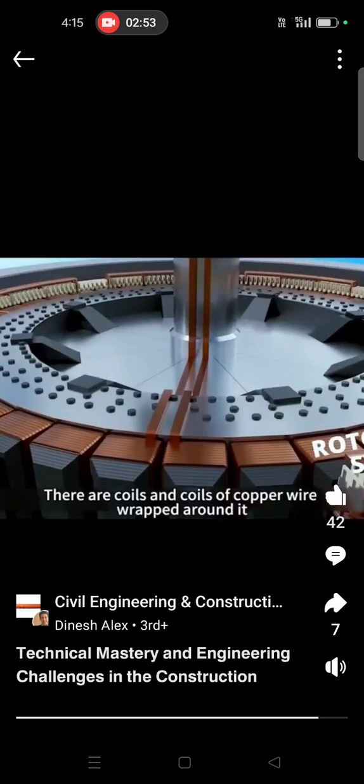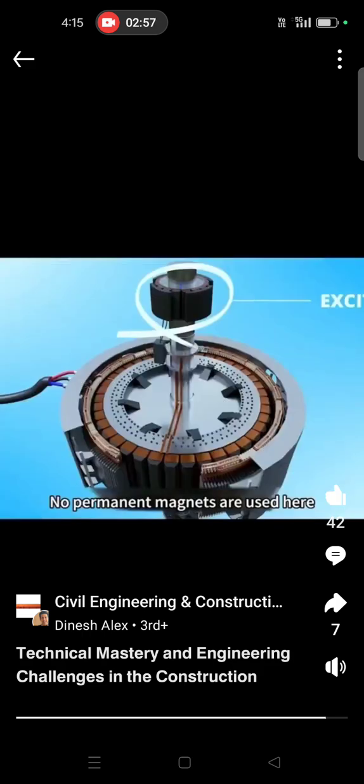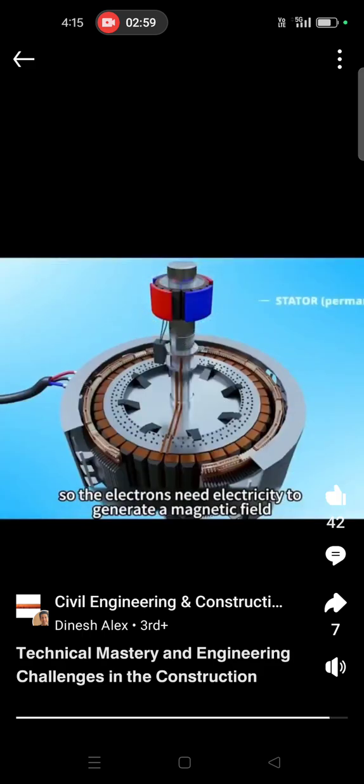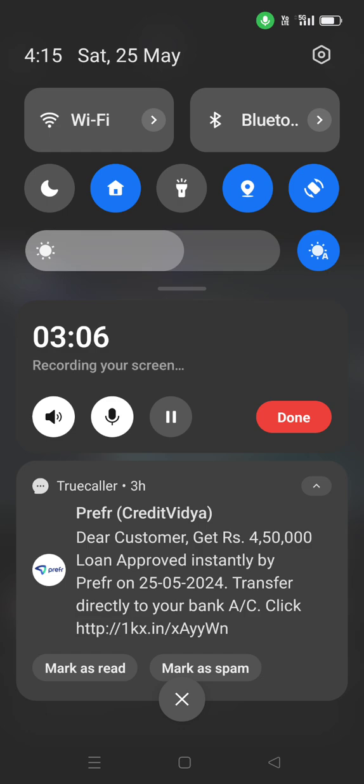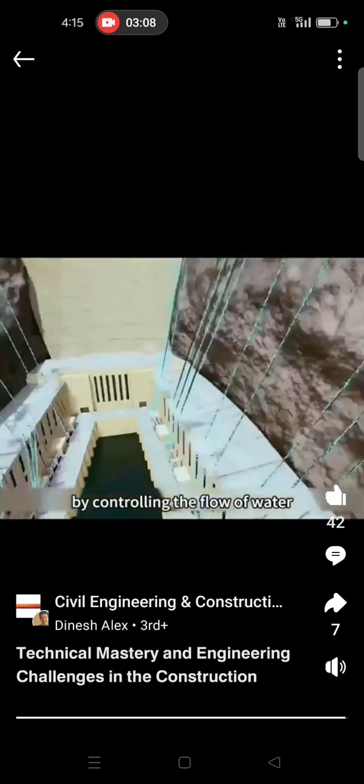There are coils and coils of copper wire wrapped around it. No permanent magnets are used here, so the electrons need electricity to generate a magnetic field, and the controller above controls everything. This is all that's needed to convert the pressure of the water through the turbine generator into electricity at Hoover Dam by controlling the flow of water.